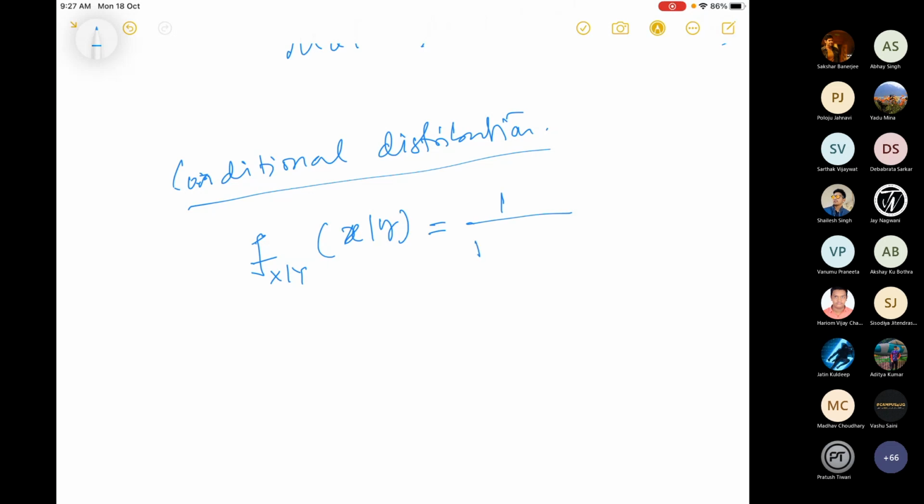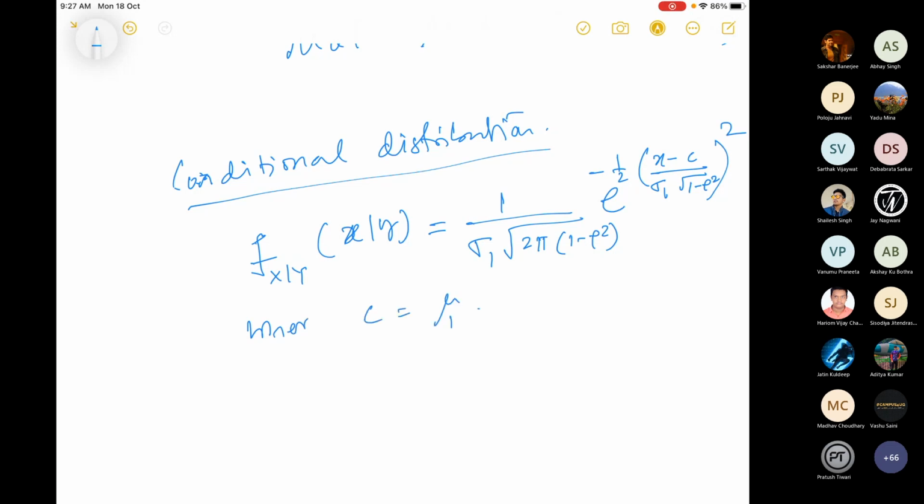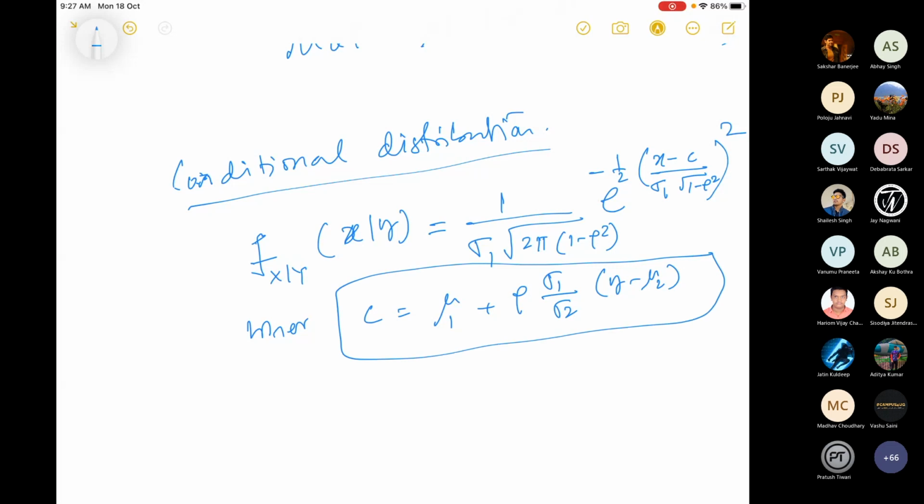This will be 1 by sigma 1 square root of 2 pi (1 minus rho square) e to the power minus half ((x minus c) by sigma 1 square root of (1 minus rho square)) whole square, where c is, can anybody tell me, can anybody remember what this expression is for? Because I talked about this earlier. Does anyone remember what this kind of expression is?